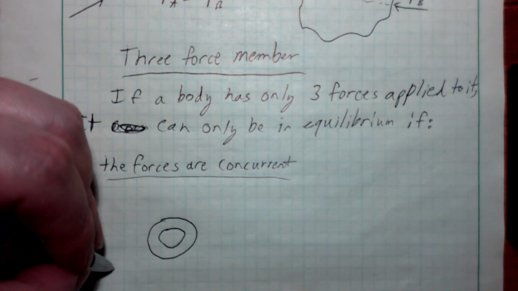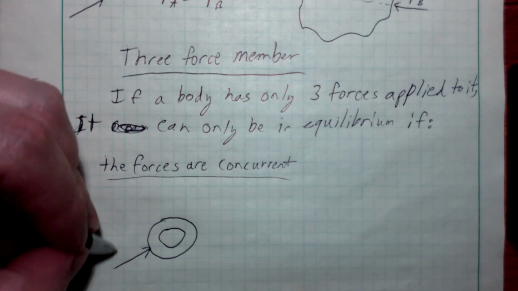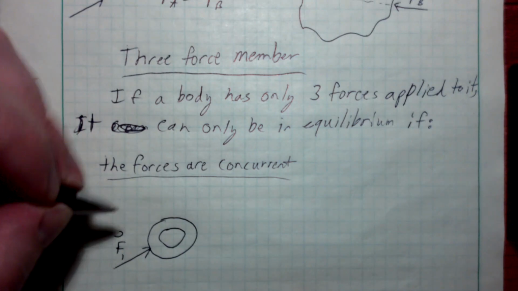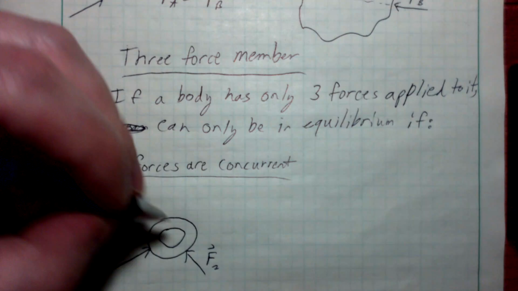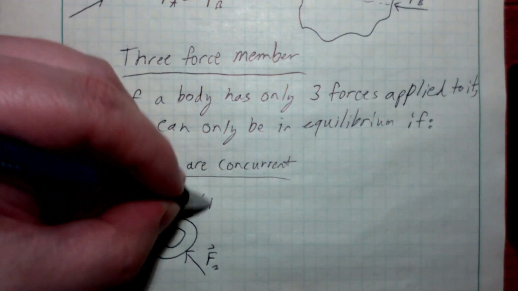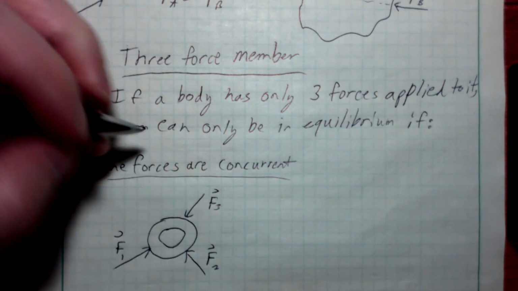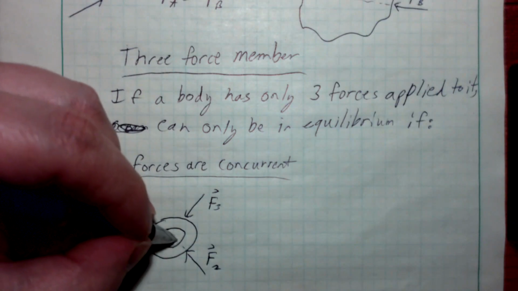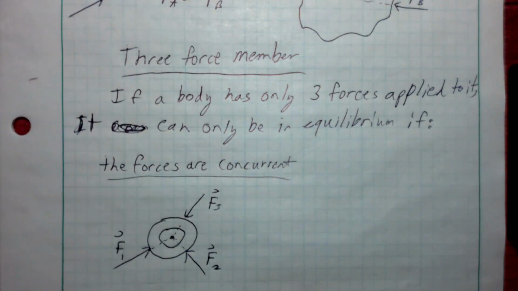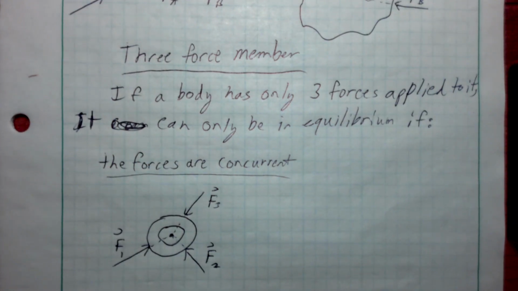Concurrent means that the forces, got F1, F2, some F3. Concurrent meaning that their line of action intersects. All three forces, their line of action must intersect. That is one option. They must be concurrent.